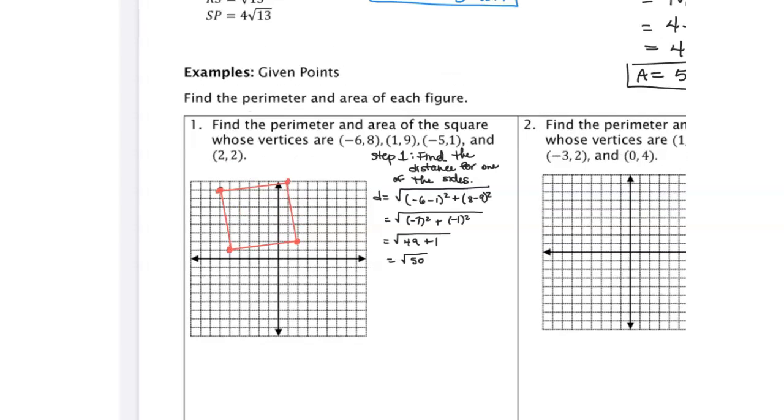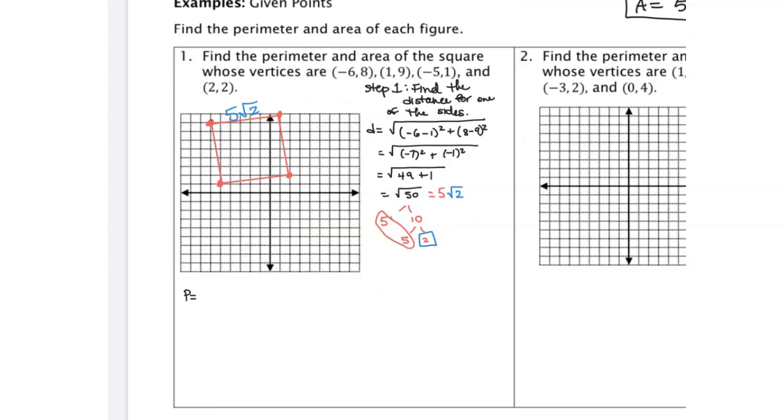So our step number 1 will be again to find the distance for one of these sides, and it comes out to be the square root of 50. We can break down the square root of 50 to a 5 and a 10. 5 times 10 gives us 50. We can break down our 10 into 5 times 2. We have a pair of 5s, so this becomes 5. And then inside we'll have the square root of 2. So 5 times the square root of 2. So the sides are 5 root 2.